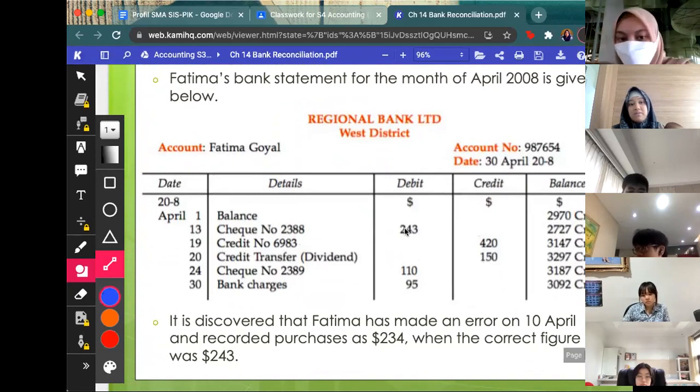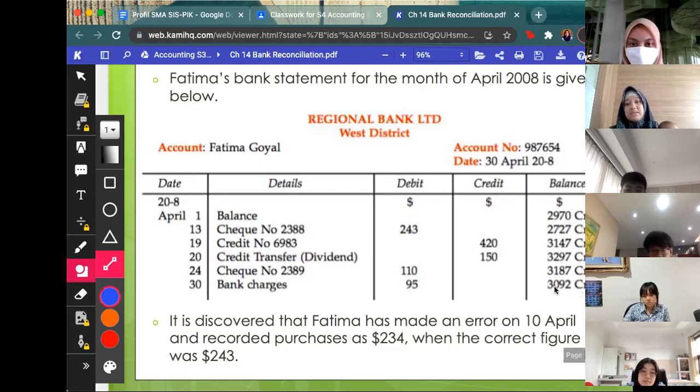And Fatima paid check number 2388 and then check number 2389 and then also paid automatically bank charges of 95. So these all payments, these are incomes, or money in. At the end of the month, the bank balance showed 3092 on credit, means 3092 positive.